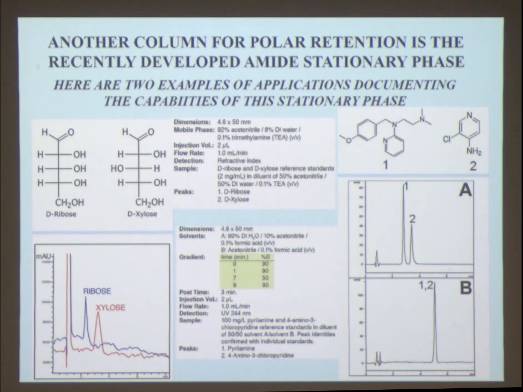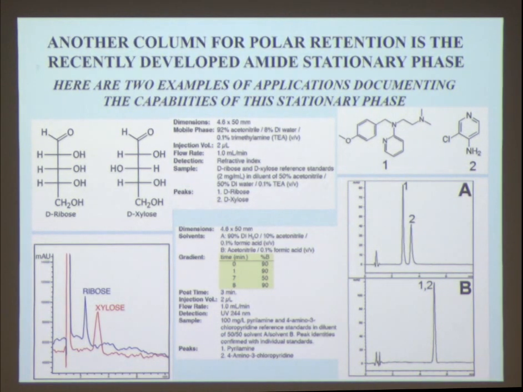What else have we done? Well, here's some sugars. We're doing this on a column that has been modified with an amide group on it, which has been known for a long time to be a useful way of separating sugars, but it's not an easy thing to put on a surface. So here's ribose and xylose, which we can separate very nicely on the amide column.